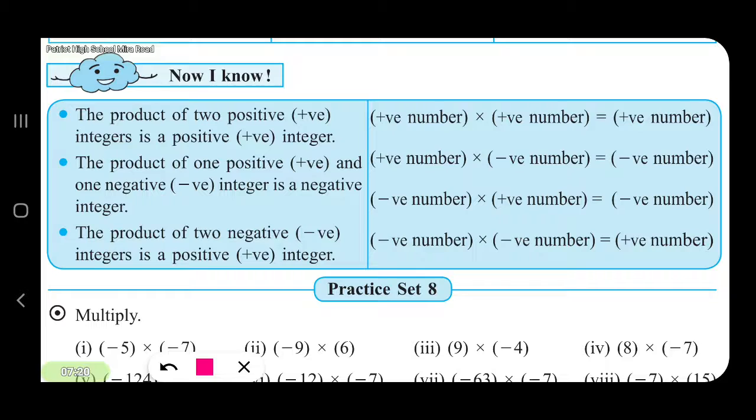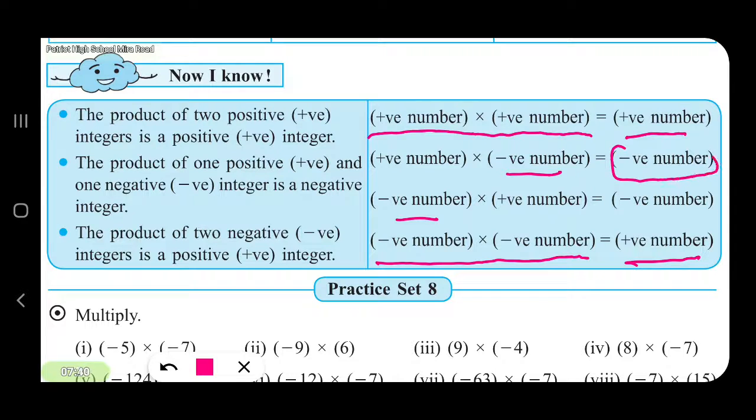Let us see it again. The product of two positive numbers is positive. The product of two negative numbers is positive again. But if one of them is negative, either this or this, then the product is negative. In both cases, the product is negative. If one of the two is negative, then the product is negative. If both are positive, then the product is positive. If either of the two is negative, then the product is negative. If both numbers are negative, then the product is positive.